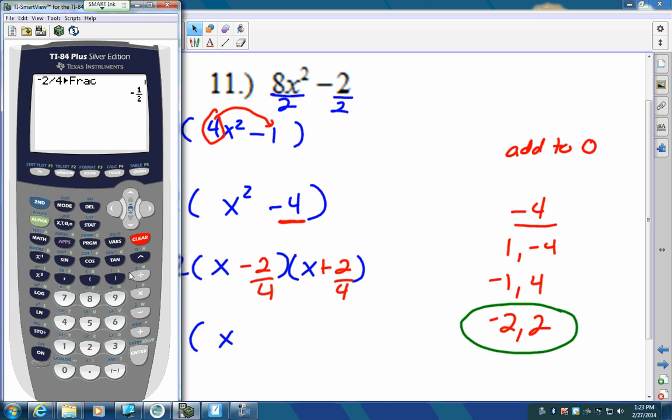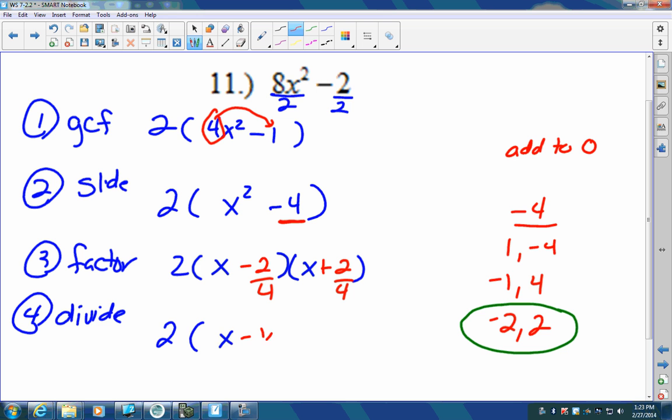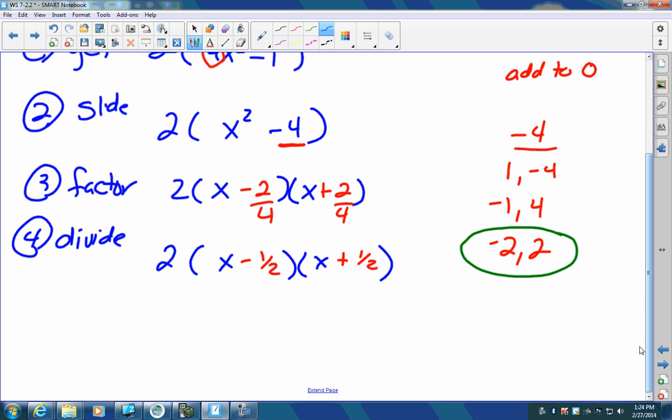Negative 2 divide 4. Guys, it gives you a decimal. Math, enter, enter. Gives you negative 1/2. Okay. So then when you reduce the other one, it's going to give you positive 1/2. Now, what do I have to do? Don't I have to move this 2 up here?